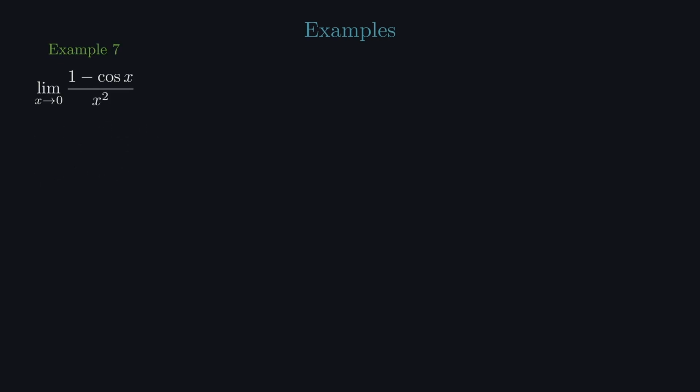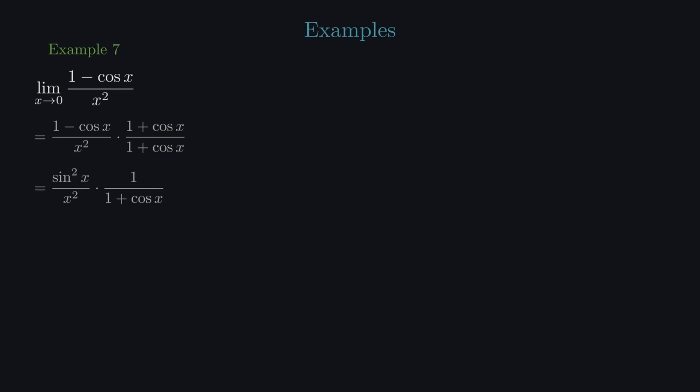Example 7. Limit as x approaches 0 of 1 minus cosine x over x squared. We multiply both the numerator and denominator by 1 plus cosine x. So the numerator becomes 1 minus cosine squared x, and the denominator becomes x squared multiplied by 1 plus cosine x.